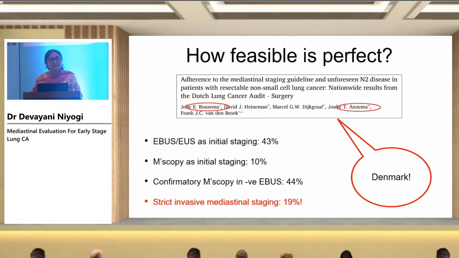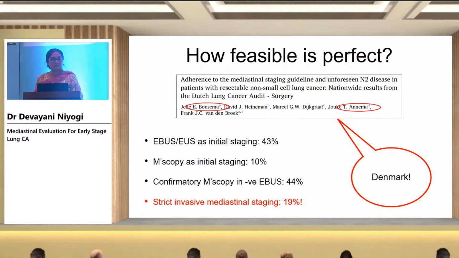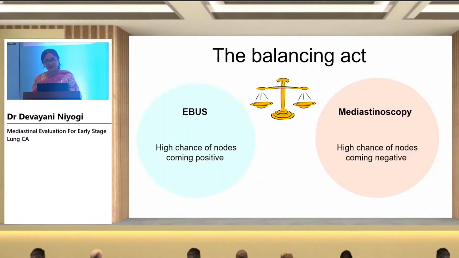Next question, how feasible is perfect? So forget India, let's look at Denmark. Look at this paper which tried to look at the adherence to these protocols in Denmark. The names that I've circled, again, Mr. Bosima makes an arrival here along with Annema, the biggest names in invasive mediastinal staging. And even in their center, this strict mediastinal staging protocol was adhered to only in 19% of the patients. EBUS EUS was an initial staging in 43%. And confirmatory mediastinoscopy was done only in 44%, less than 50%. This is in Denmark, where all healthcare is paid for, all the facilities are available. How can we reproduce this in a country like India?